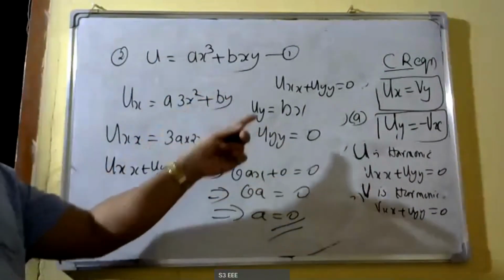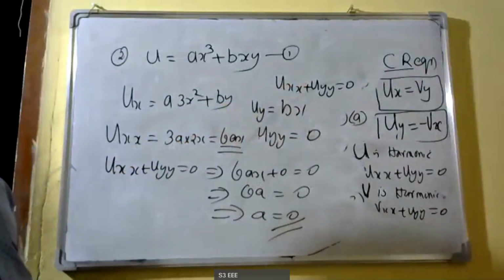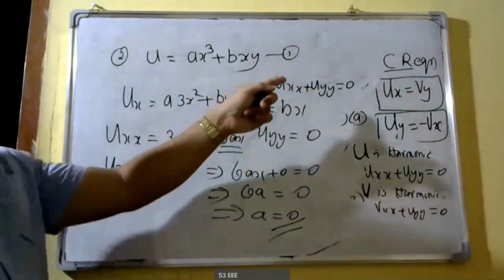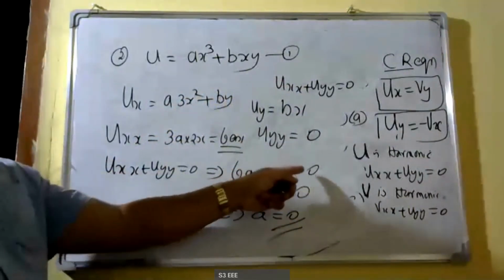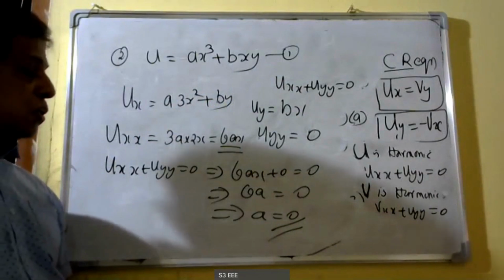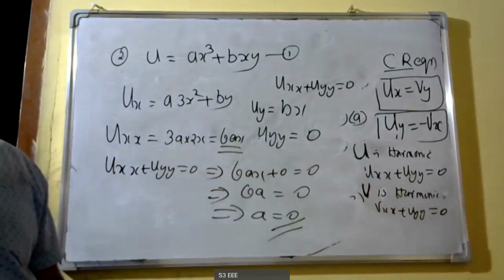Since u is harmonic, uxx plus uyy equal to 0. Substituting the values of uxx and uyy, 6ax plus 0 is equal to 0. Therefore, 6a is equal to 0, therefore a equal to 0. The value of a is equal to 0.